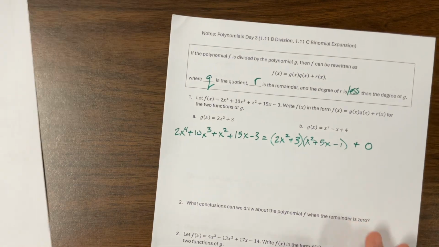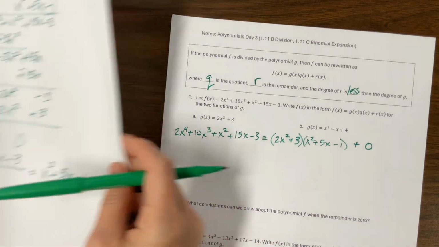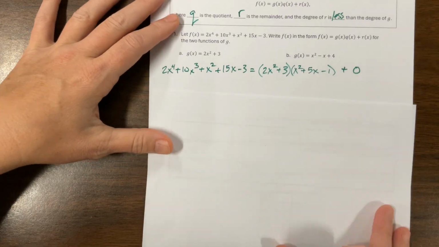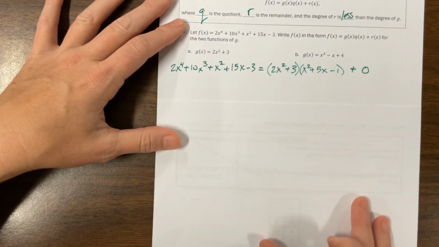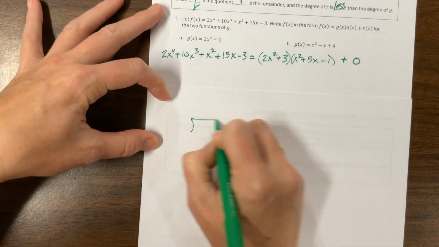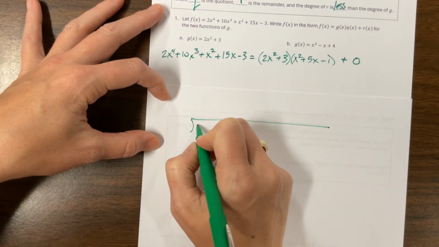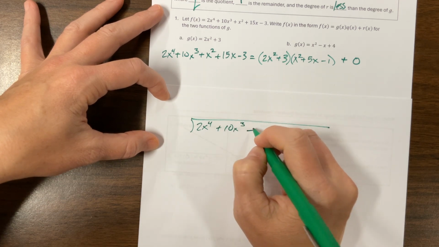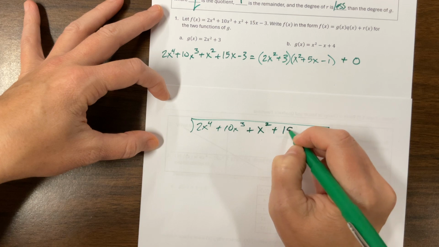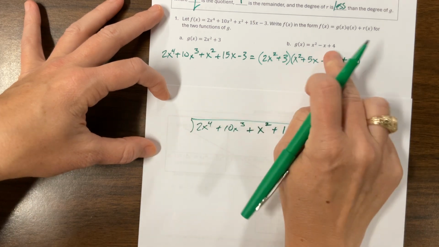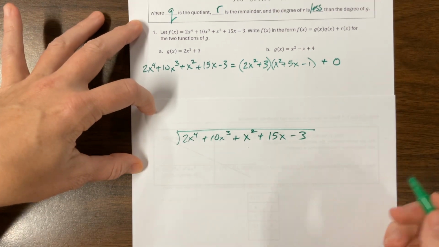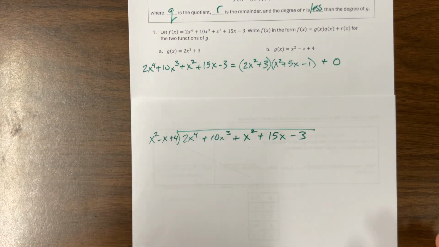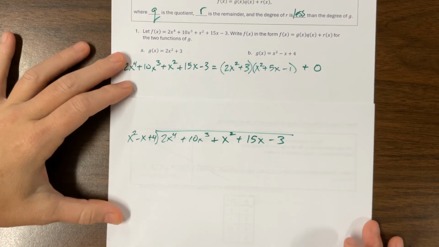Okay, let's look at the next one. I need more scratch paper. These just take some space. So anyway, now I'm going to do part B, which is we're going to take that polynomial, 2x to the fourth plus 10x plus 15x minus 3. We're going to divide now right here by x squared minus x plus 4. Are we in focus? I think we're in focus. I hope we are. Sorry.